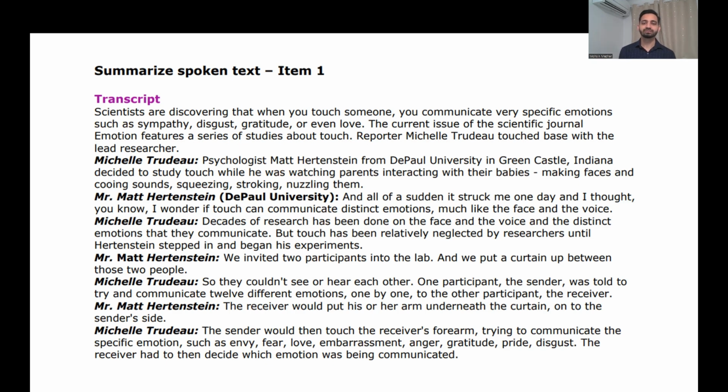Hertenstein from DePaul University in Greencastle, Indiana, decided to study touch while he was watching parents interacting with their babies, making faces and cooing sounds, squeezing, stroking, nuzzling them. And all of a sudden, it struck me one day, and I thought, I wonder if touch can communicate distinct emotions, much like the face and the voice.